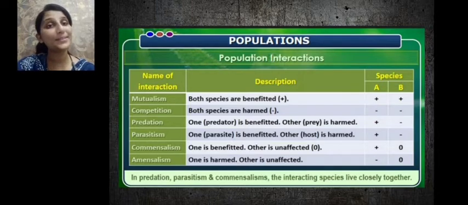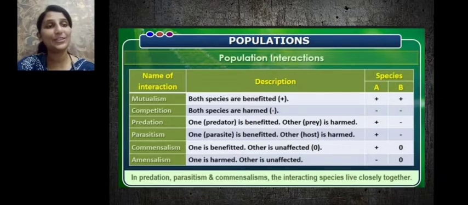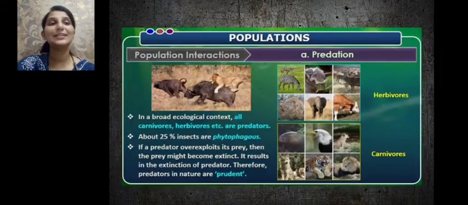Commensalism: one is benefited and one is unaffected. Only one species is benefited, which is given a positive sign, while the other is neither benefited nor harmed, and is represented as 0. And amensalism: one is harmed and the other is unaffected. So let us learn first about predation.